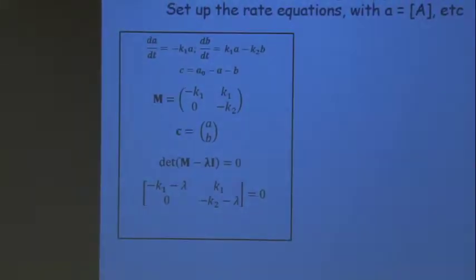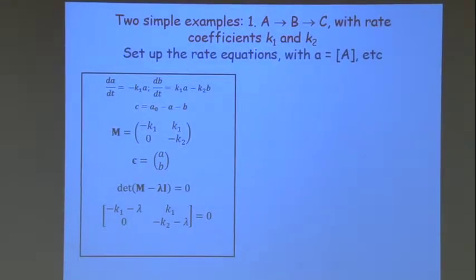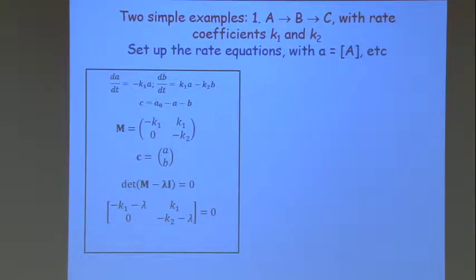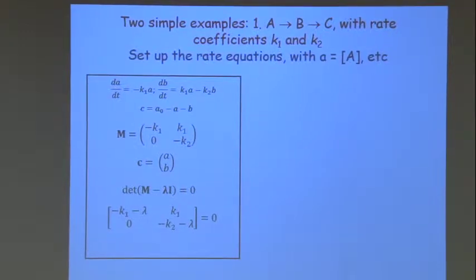So let's just have a look at A goes to B goes to C, with rate coefficients k1 and k2. So we can set up the rate equations, and to make life a little easier, we'll define the concentration of A as little a, concentration of B as little b, etc. So we've got a rate equation in A: da/dt is just minus k1 a. db/dt is k1 a minus k2 b. And then we can work out c by using conservation of mass.